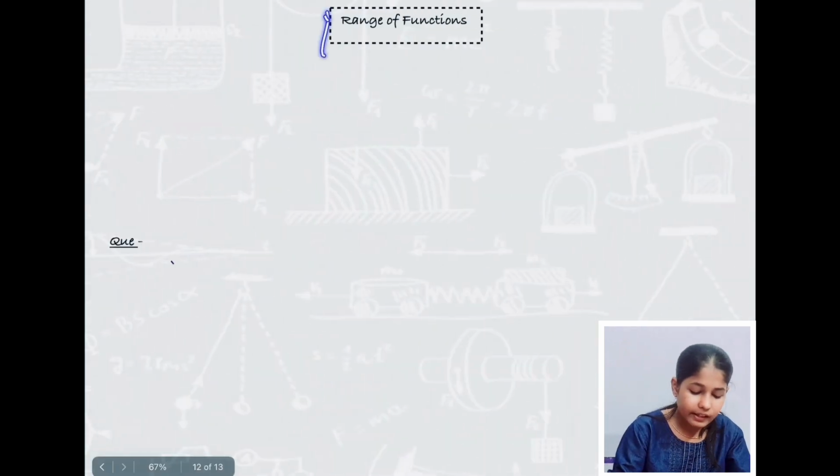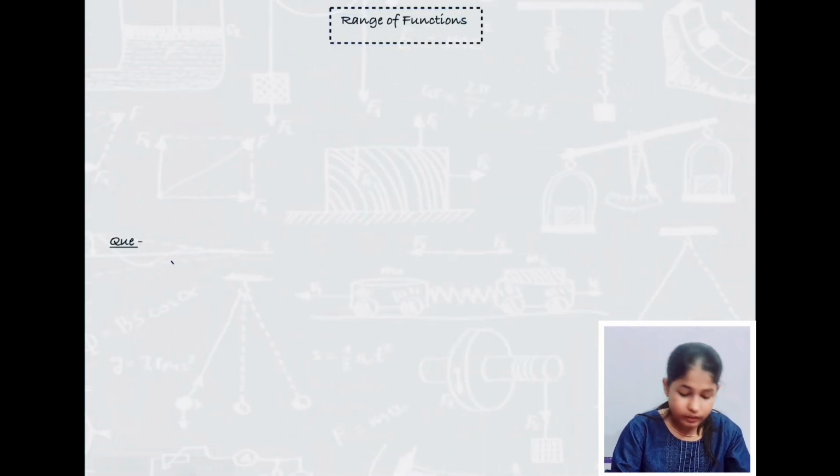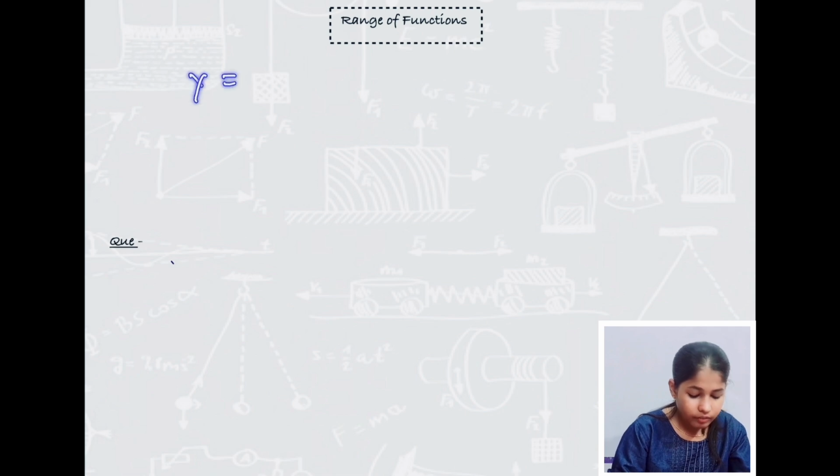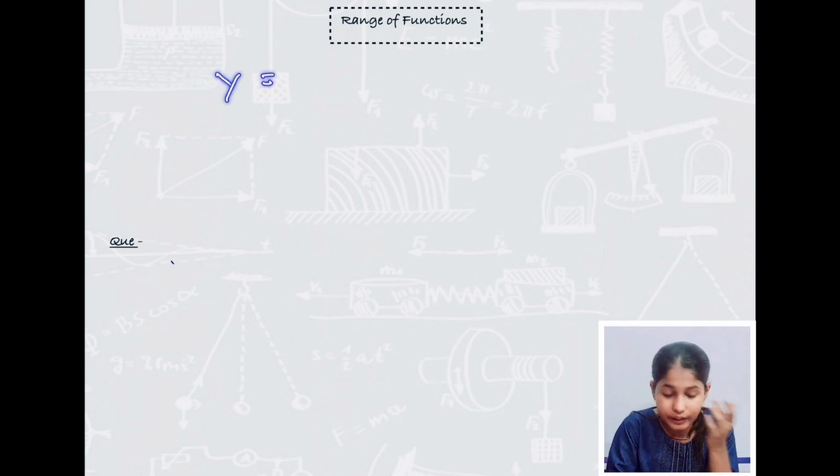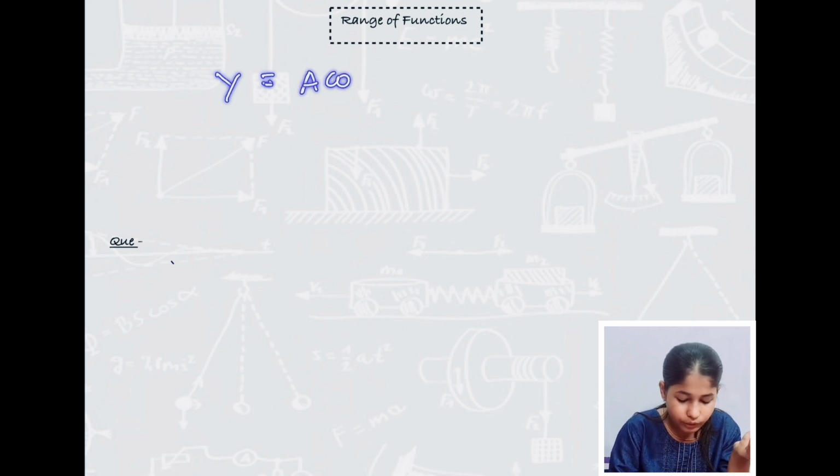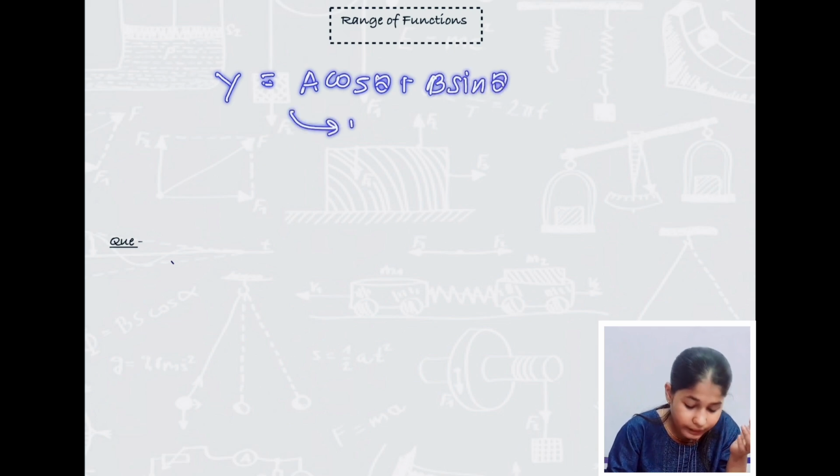Our next topic is range of a function. In this, an equation will be given, y is equal to something in the form of a cos theta plus b sin theta, and you have to find the maximum range and minimum range.